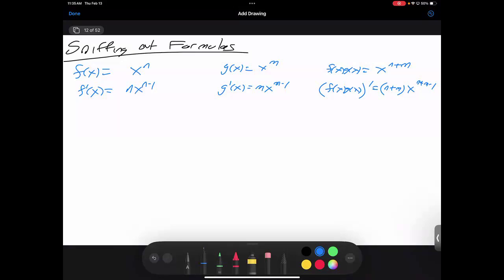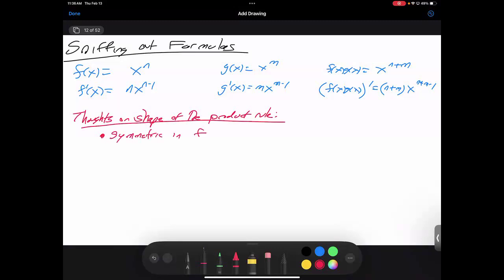Now, before I do this, do you have any thoughts on the product rule? Thoughts on the shape of the product rule? What can you tell me? What properties should be true? Good. It should be symmetric in f and g.